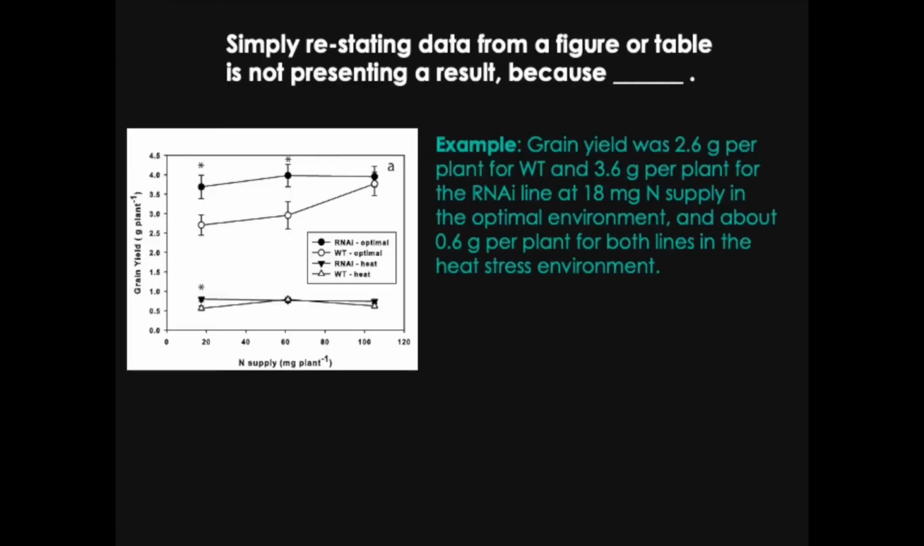What do you think? If we look at this figure and we have this sentence in the results section, grain yield was 2.6 grams per plant for wild type and 3.6 grams per plant for the RNAi line at 18 milligrams nitrogen supply in the optimal environment, and about 0.6 grams per plant for both lines in the heat stress environment. So this sentence is simply repeating the results from the figure. It's not giving us any information that we can't see ourselves if we just look at the figure. It's repeating, right? It's not interpreting.